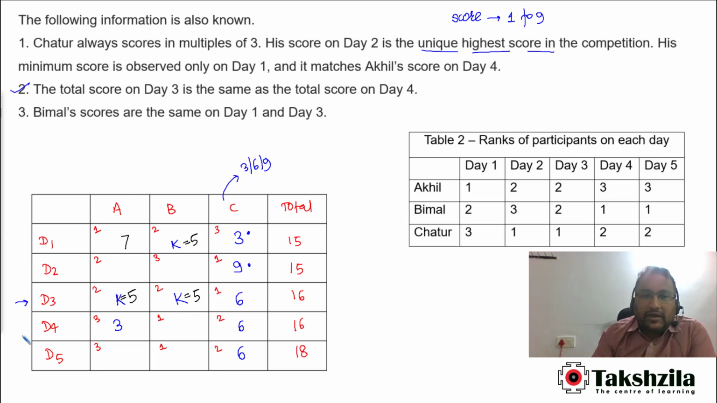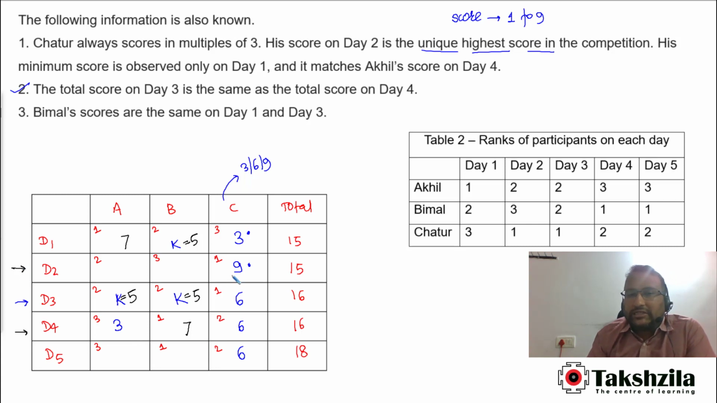After that, on day 4, the score of B is going to be how much? 16 minus 6 minus 3, that is equal to 7. Likewise, we can fill this table partially. Now, after that, let's talk about day 2 now.